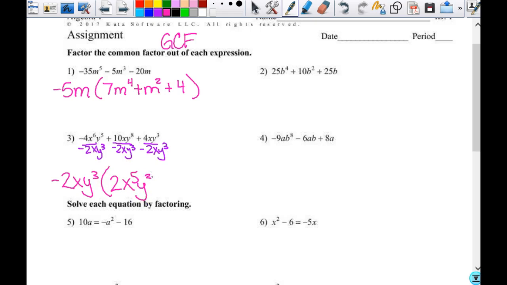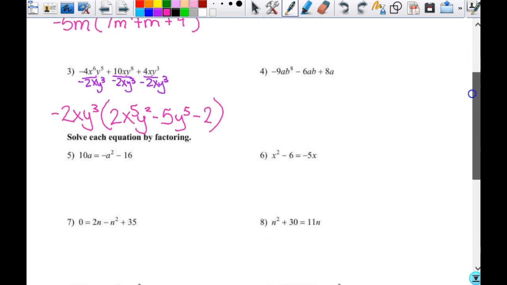Okay. And then the positive 10 divided by negative 2 is negative 5. What happens with the x's? They cancel out. I have no x's left, and so then I have y to the 5th. And then 4 divided by negative 2 is negative 2, and then that's it. Okay, that is factoring out the GCF. That's an important thing to be able to do. We all good with that? Any questions? All right. So I'm going to leave those other two for later.